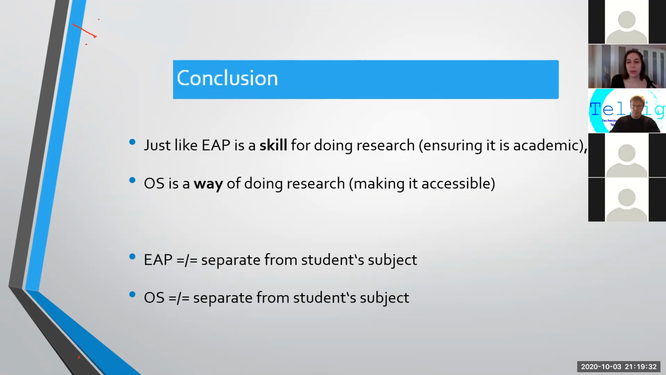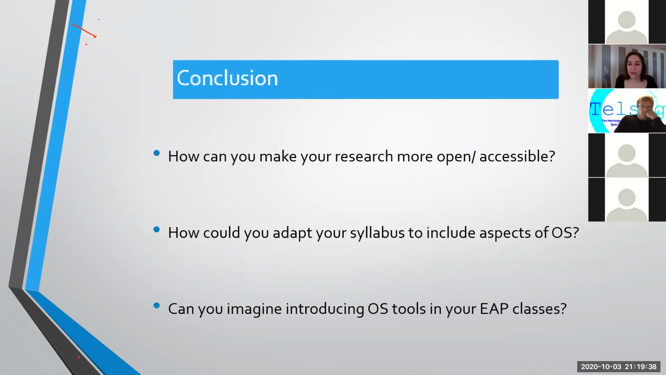It's kind of just a way to ensure the practice is academic and accessible. So now I want you to think about the following. How can you make your research more open or accessible? How could you adapt your syllabus to include aspects of open science to EAP? And could you imagine introducing open science tools to your EAP classes? So I look forward to discussing that and answering any questions.